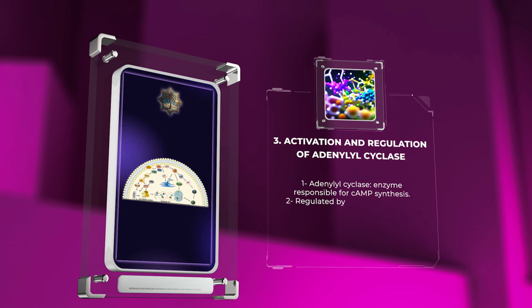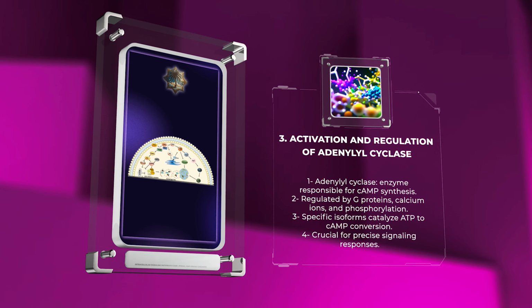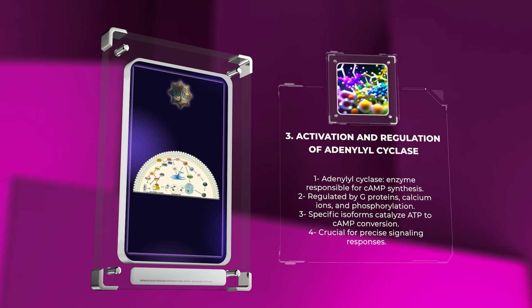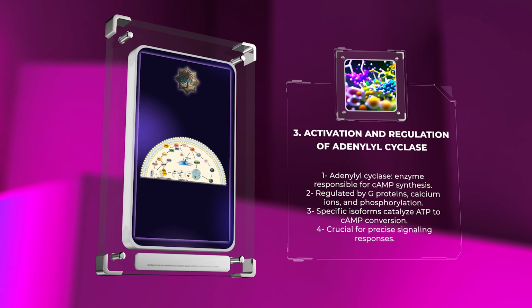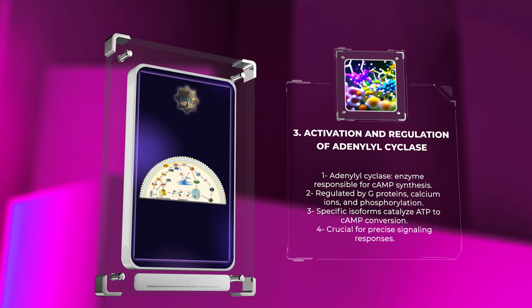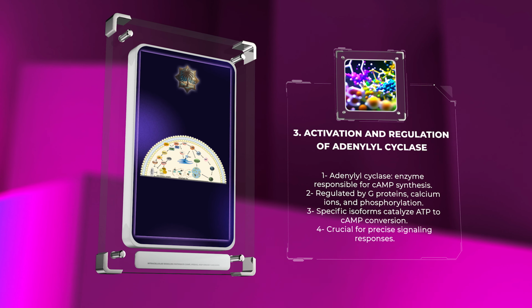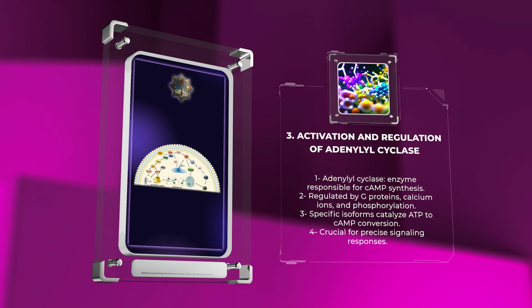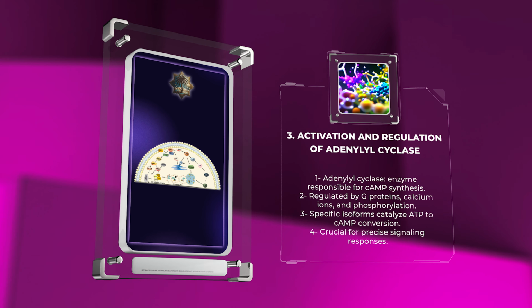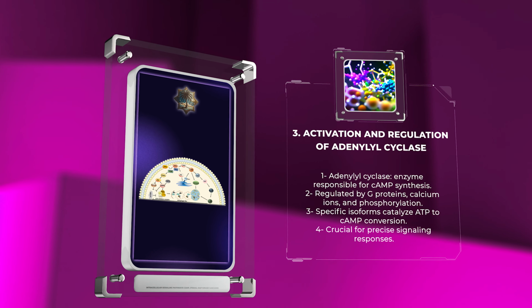Adenylyl cyclase is an enzyme responsible for synthesizing cAMP. It is regulated by various factors, including G proteins, calcium ions, and phosphorylation. When activated by G proteins, specific isoforms of adenylyl cyclase catalyze the conversion of ATP to cAMP. Regulation of adenylyl cyclase activity is crucial for maintaining the appropriate levels of cAMP and ensuring precise signaling responses.